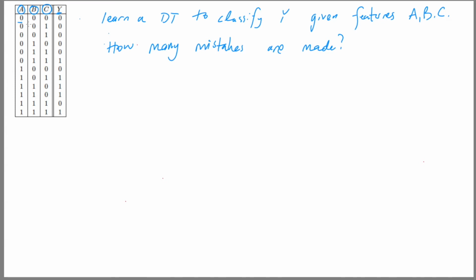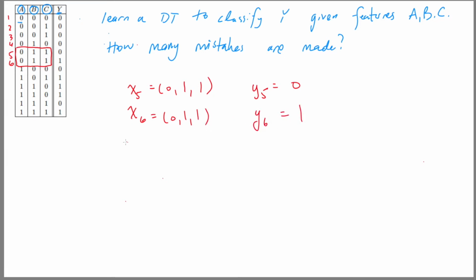One way to do this question is just to look at the data points and try to look for inconsistencies. For example, if you look at these two, let's call it, this is 1, 2, 3, 4, 5, 6. So x5 is equal to the vector 0, 1, 1, and y5 is equal to 0, x6 is equal to 0, 1, 1, y6 equals 1. In other words, we have x5 equals x6, but y5 is not equal to y6. And so, no matter what you do, the tree is never going to be able to predict either of these correctly, right? It will predict one of them correctly and one of them incorrectly every time.